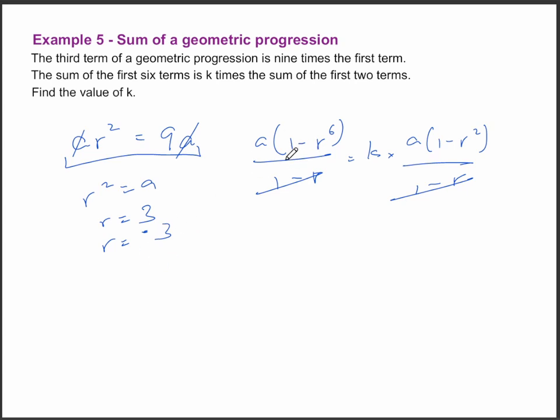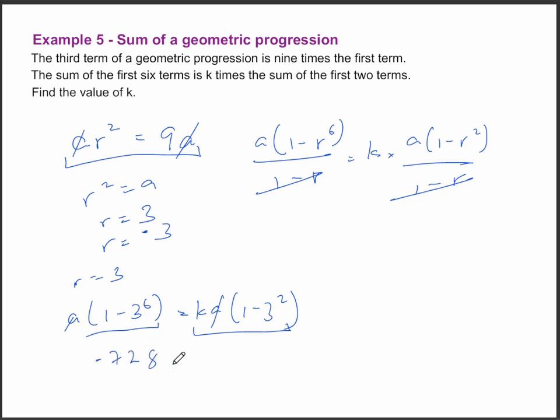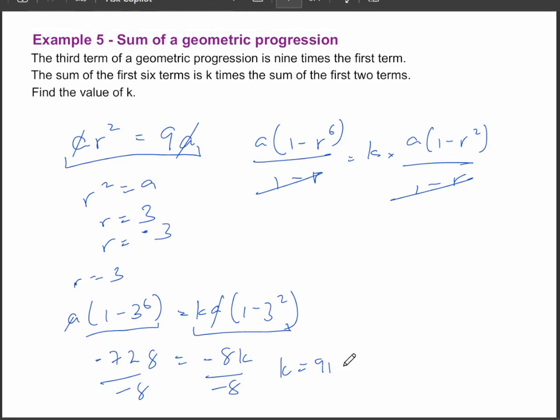Then we have to look at each case differently. So when r equals 3, we have that a times 1 minus 3 power 6 is equal to ka times 1 minus 3 power 2. From this, a and a can cancel out, and we can compare these two right here. On the left, we'll get negative 728, and on the right, we will get negative 8k. Divide by negative 8 both sides, we will get that k is equal to 91.